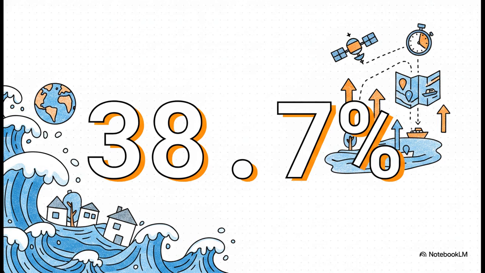Get this, between the years 2000 and 2009, floods accounted for a staggering 38.7% of all natural disasters globally. We are talking about events that affect hundreds of millions of people. When a disaster of that scale strikes, human responders need accurate, real-time maps of exactly where the water is so they can allocate rescue resources and actually save lives. We desperately need this technology to work perfectly in those critical moments.